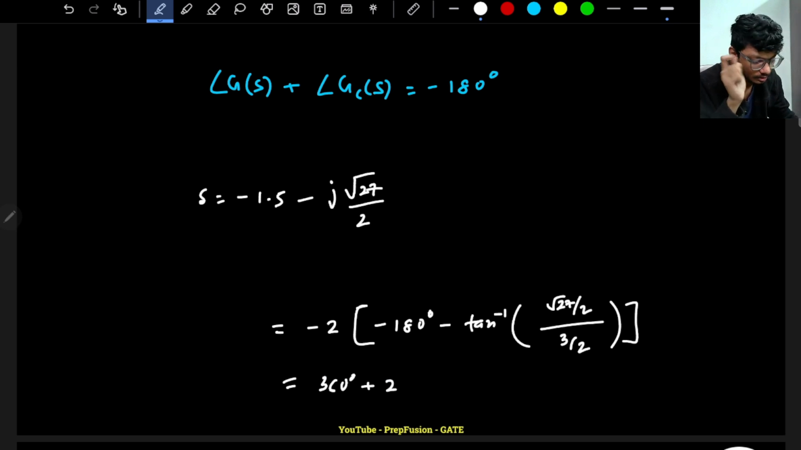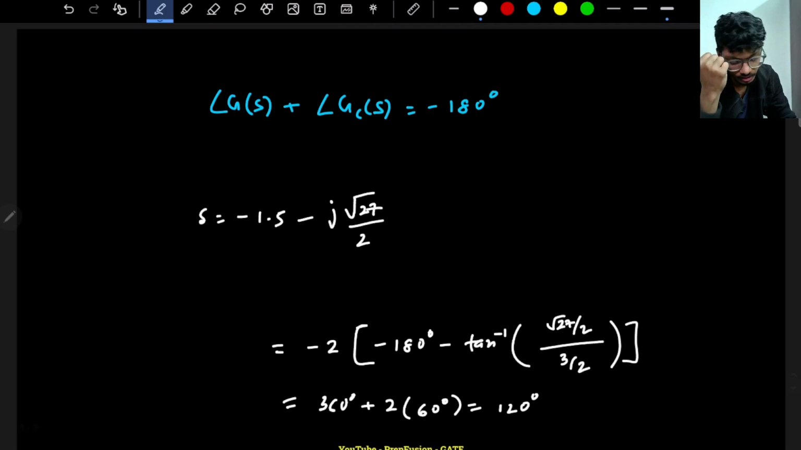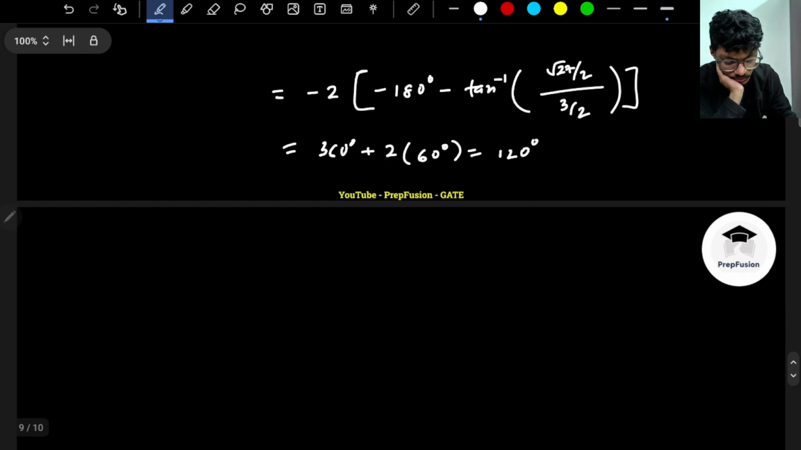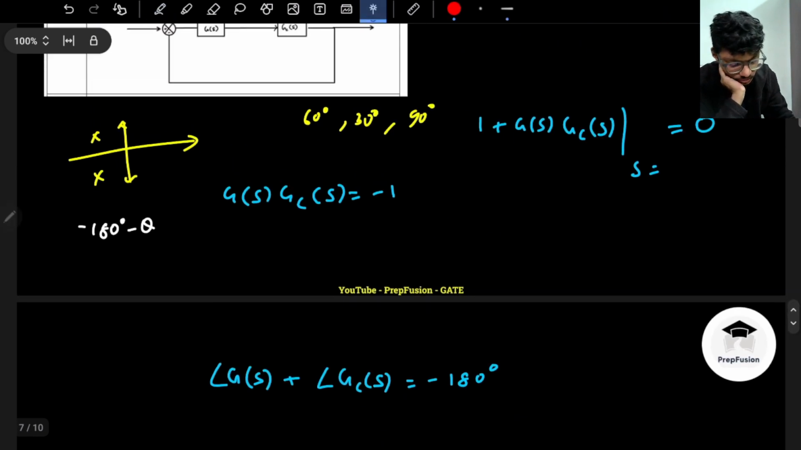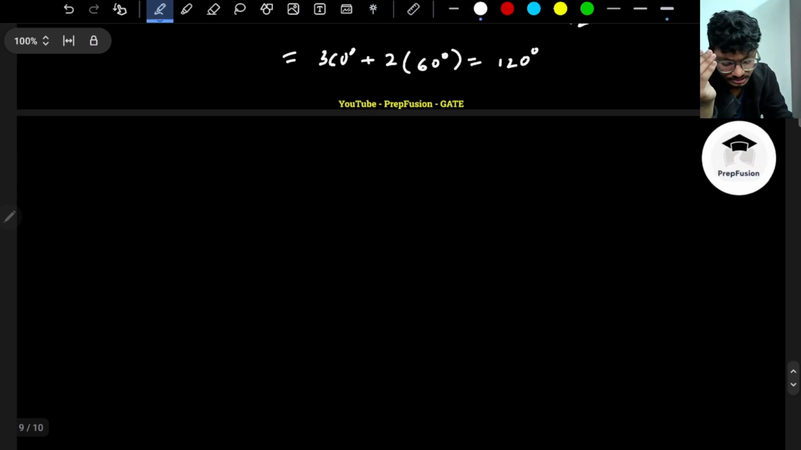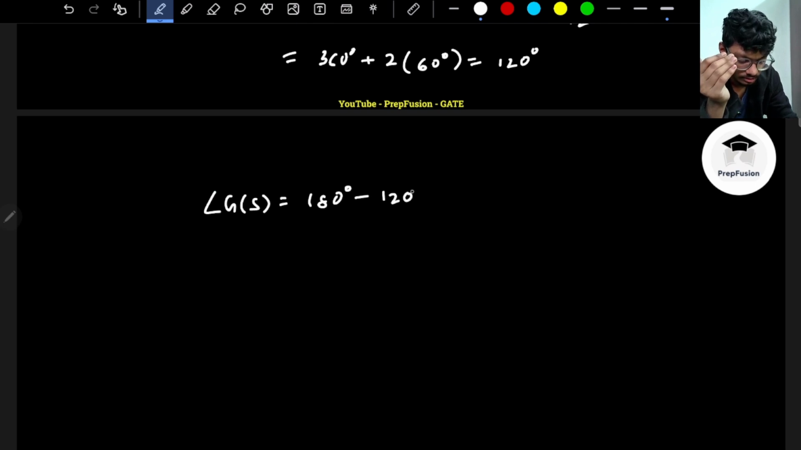This is root 3, I think. Tan inverse root 3 is 60 degrees. So 2 into 60 degrees, this will come out to be 120 degrees, because adding 360 and subtracting 360 is the same. Now I have written this equation, so here I will put 120 degrees instead of the angle of G of s. The angle of G of s will be 180 minus 120, which is equal to 60 degrees, which is correct. This was also in the options.